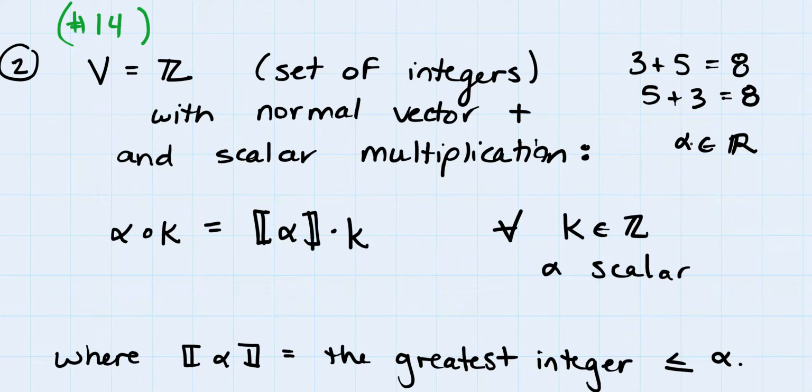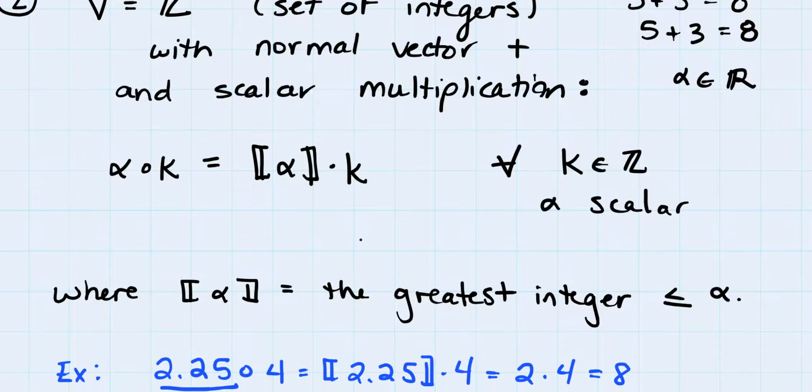The scalar multiplication is defined in a funny way. We say that alpha times k, where k is an integer, and I'm using this funny multiplication because I don't want you to get confused with the normal multiplication, is going to be equal to the greatest integer less than or equal to alpha times k, normal multiplication. So let me show you what I mean by giving you an example.